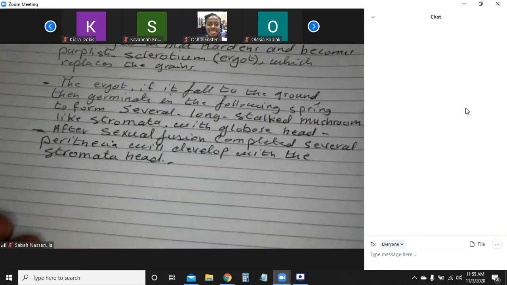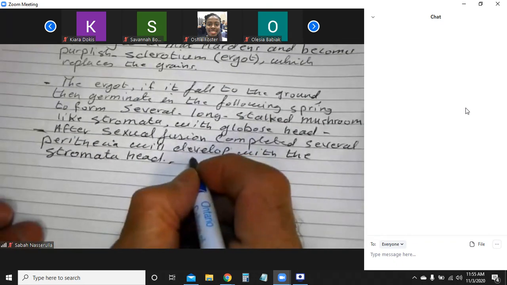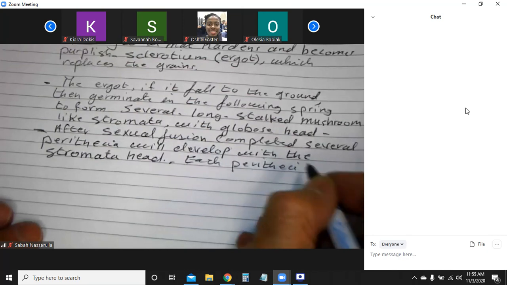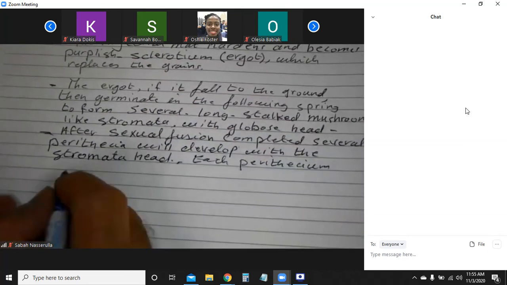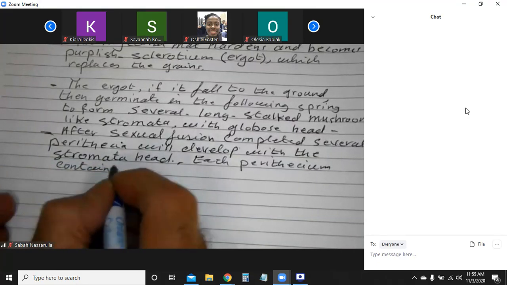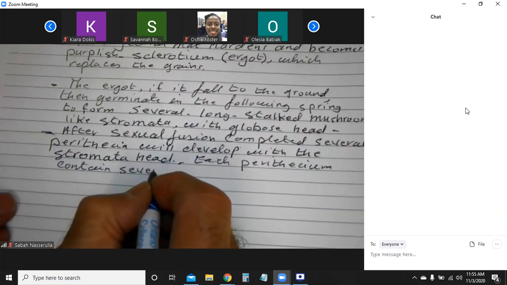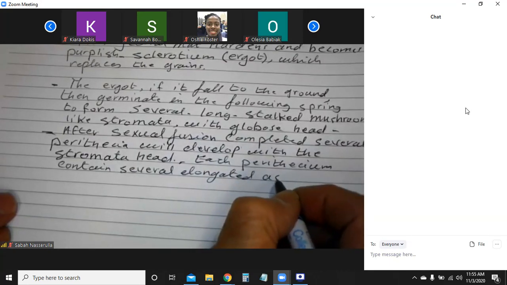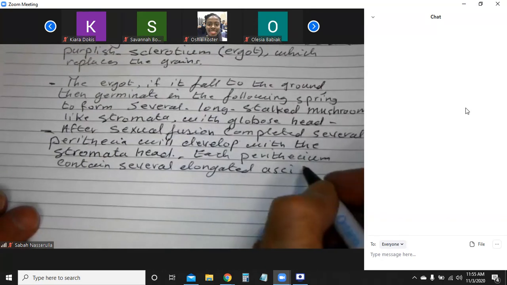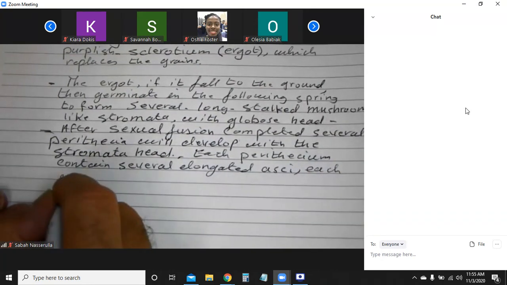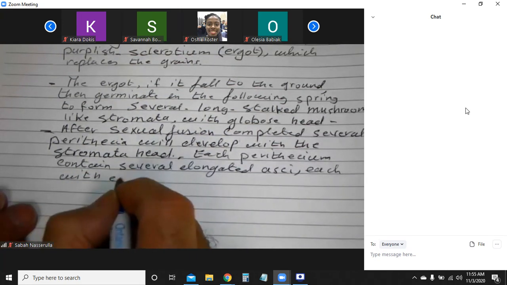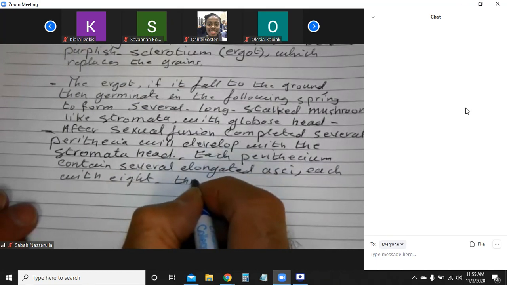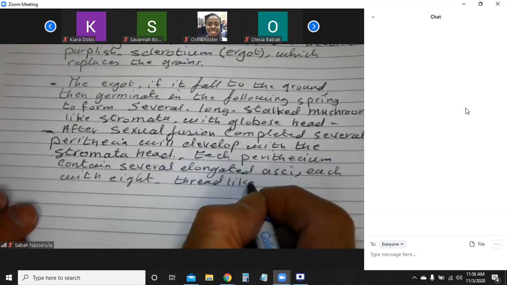And to mention basically now here that each of these perithecium, okay, contain several elongated, as I showed to you, asci, each with 8, okay, 8 thread-like ascospores.